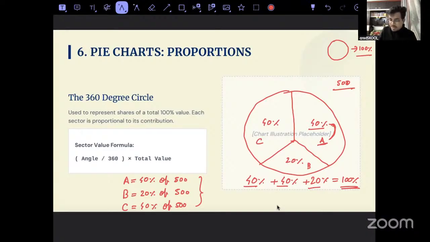We have 40% of something, which is for 500. Let me say it again in a different manner. The total number of things were 500, or total number of students were 500, or total number of people were 500, out of which 40% of them belong to A.